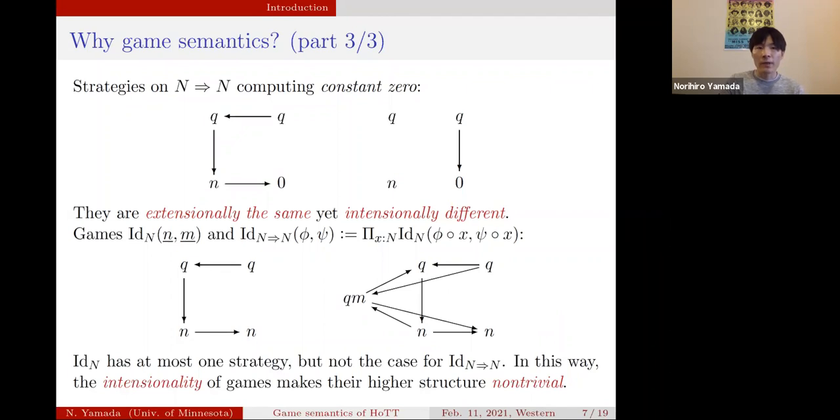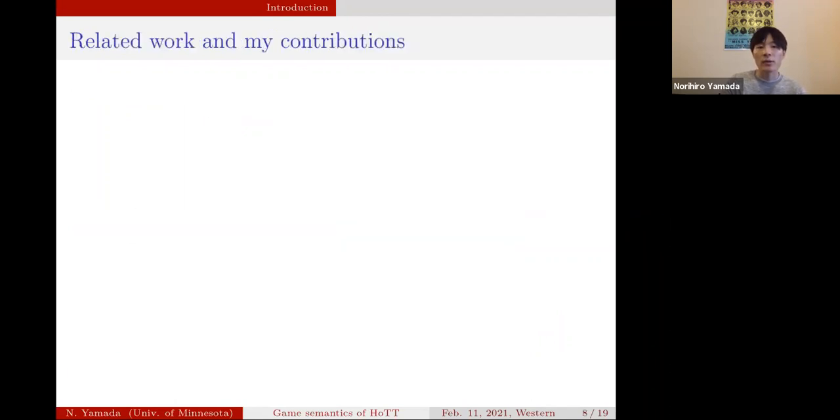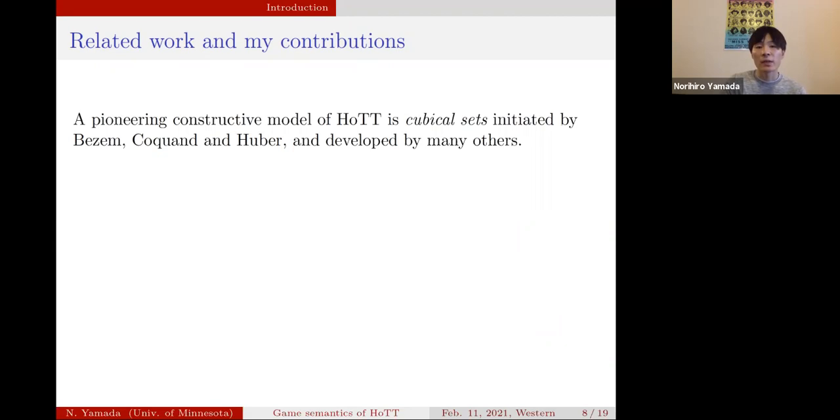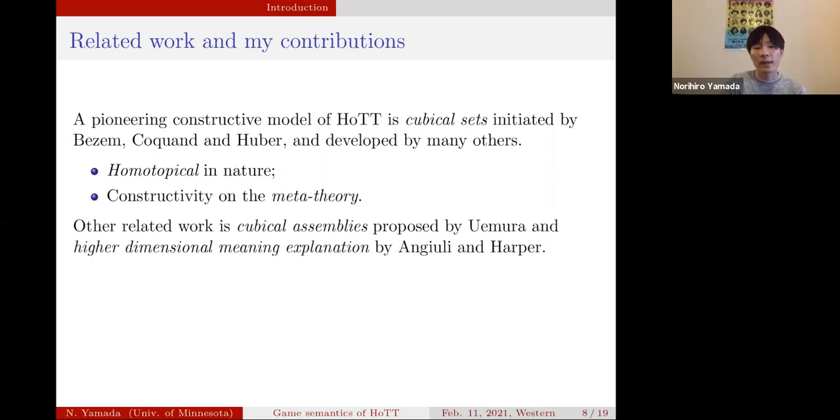Okay, so let me finish this introduction by mentioning briefly some related work. First, a pioneering constructive model of HoTT is the cubical set model initiated by Bezem, Coquand, and Huber, and later developed by many others. It's homotopical in nature since it can be seen as a constructive variant of Voevodsky's simplicial sets model, and its constructivity refers to the constructivity of the meta theory. Later, this constructive meta theory was internalized by assemblies and type theory, known as cubical assemblies and higher dimensional meaning explanation. And this line of work is cubical type theory.